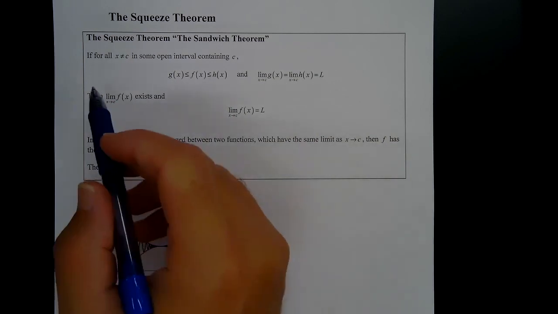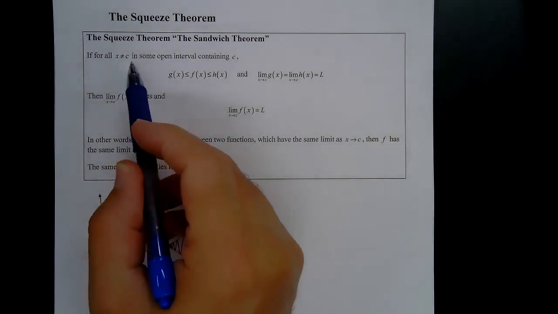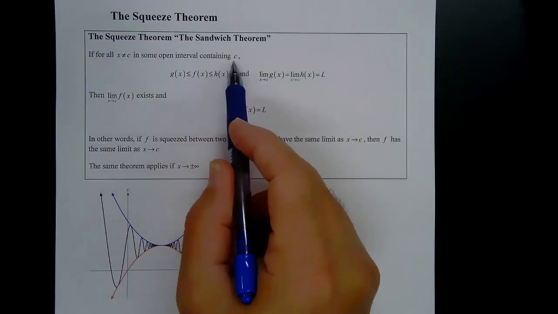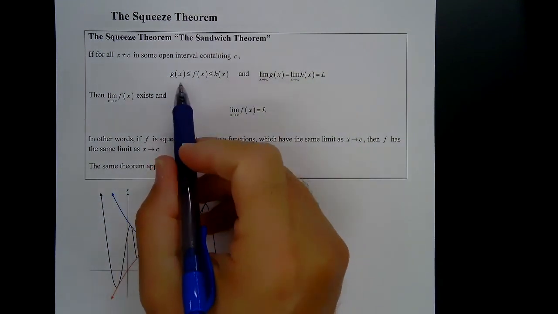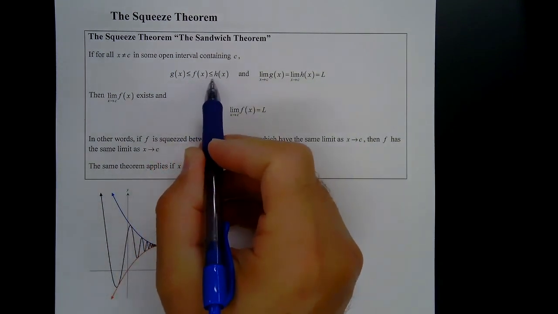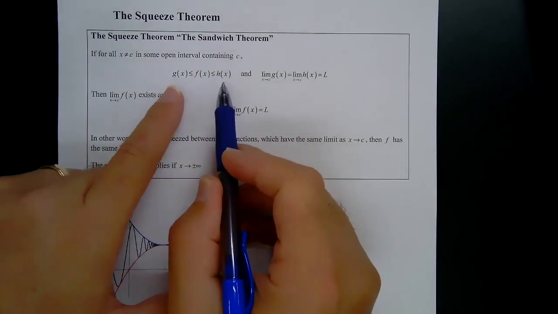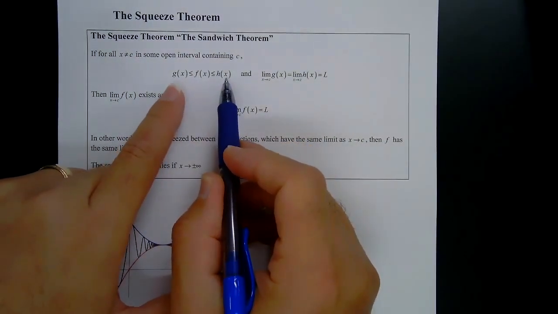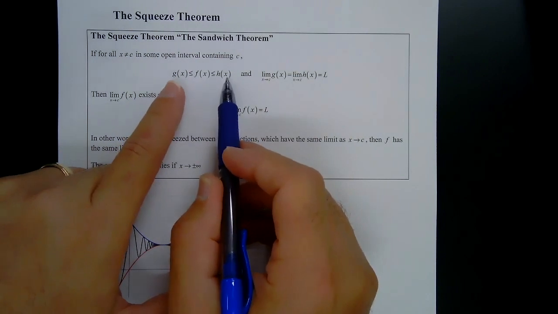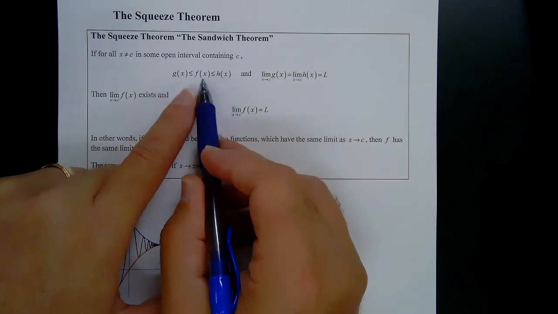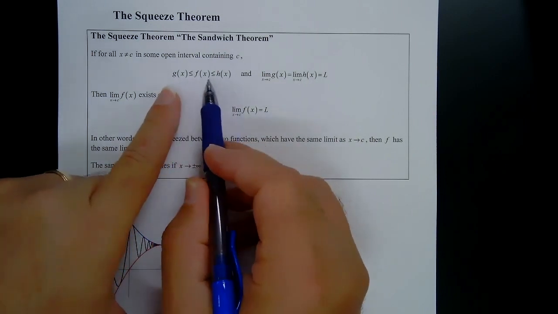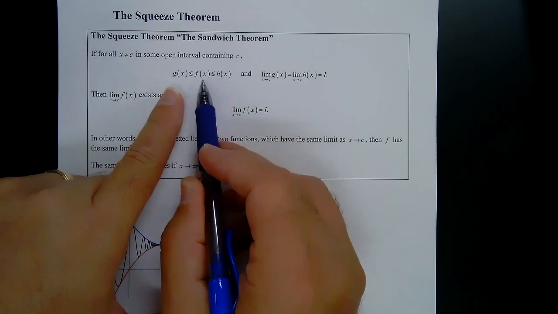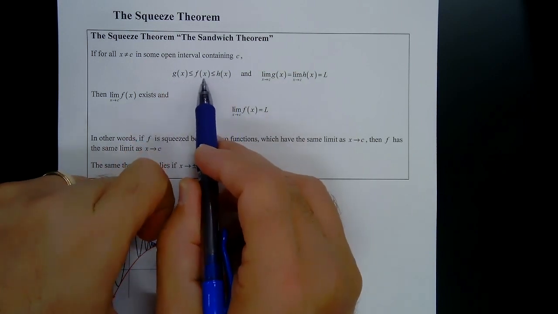This is what it says. If for all x not equal to c in some open interval containing c, so c is in between some x values, and for this to happen, g of x is less than or equal to f of x is less than or equal to h of x. So the g of x and the h of x are basically like the bread. This is the outside, and here's our sandwich, and here's our meat inside. So we have to establish that there's a function between two other functions, and this is actually the one that we're trying to find.